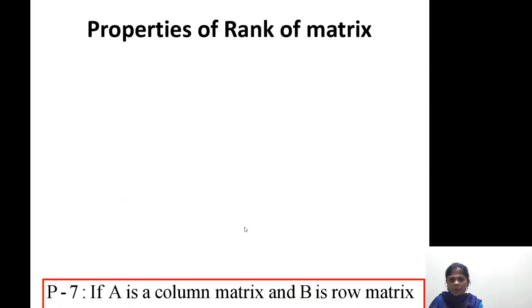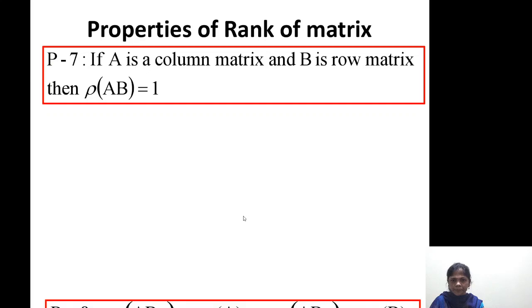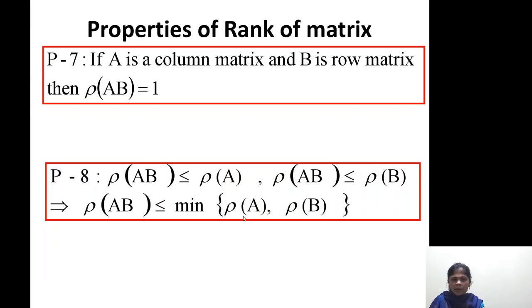Now we have the next property as if A is a column matrix and B is a row matrix, then rank of their product is 1. We can verify this easily that the product matrix will be always a 1 by 1 matrix, and if its resultant comes out to be non-zero, then rank of AB is 1. Last property says that rank of product is always the minimum of the rank of individual matrices.